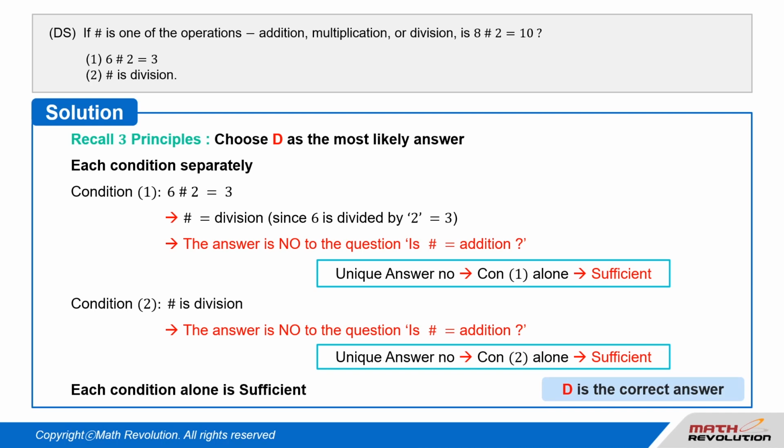Answer, D. The new thing we learn is tip 1, which tells us if condition 1 and condition 2 give the same answer, then D is the answer. You can use tip 1 here. This often appears in the exam, so memorize this. We will dig deeper into tip 1 when we cover it in lesson D14.